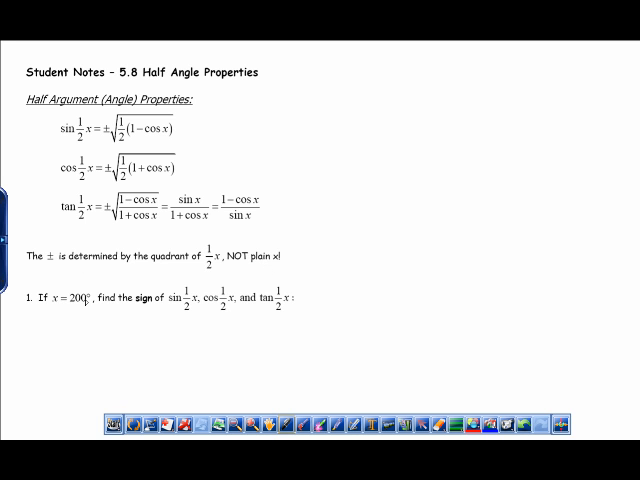So if I tell you that x is 200 degrees, then I want to find the sine of 1/2 x, cosine of 1/2 x, and tangent of 1/2 x. Well, what we need to do here is pretty simple. We just need to find what is 1/2 of x? That would be 100 degrees. So sine of 100 degrees. I don't know what this is, but I'm not asking for that. All I want to know is, is sine of 100 positive or negative? Well, what quadrant is it in? 100 is in the second quadrant. All students take calculus. Well, sine of 100 is going to be positive.